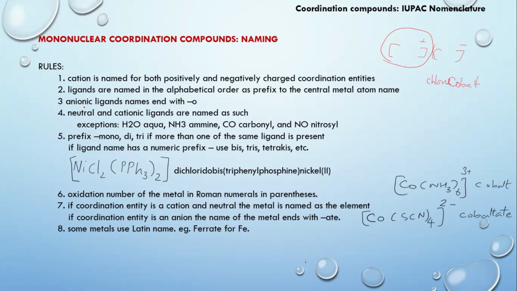And third rule is that if the ligand is anionic in nature, the ligand's name should end with O. For example, Cl minus. It's an anionic, negatively charged ligand. So its name is chlorido. NO2 minus is also an anionic ligand. Its proper name is nitrito. So always the anionic ligand's name ends with O. For neutral and cationic ligands, they are named as such.